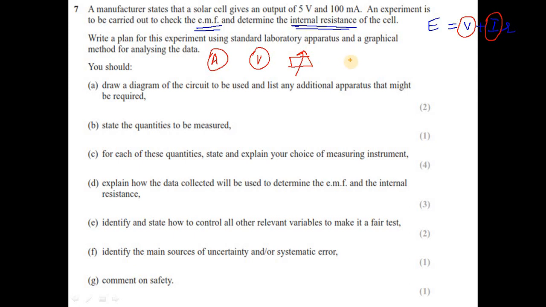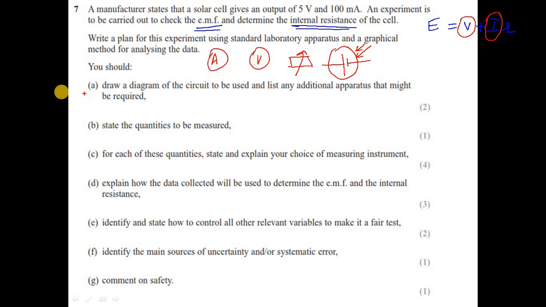and a solar cell. The symbol of the solar cell is one small line and one big line in a circle, and you can make arrows coming inward. That means this is a solar cell. So you need these four pieces of equipment for this investigation, and you need to join these in a circuit. The idea is the voltmeter is always connected in parallel with the component being studied, and the rest of the components are connected in series.